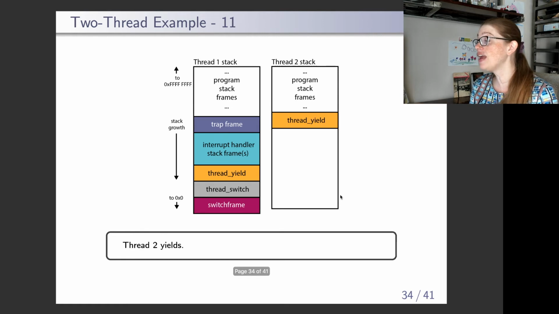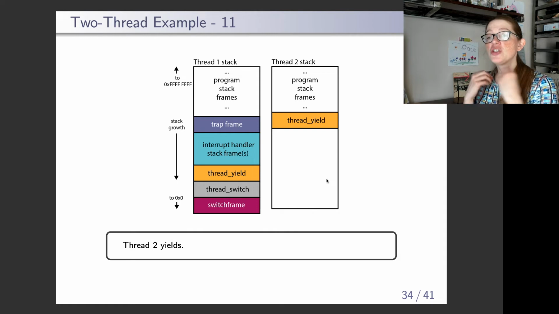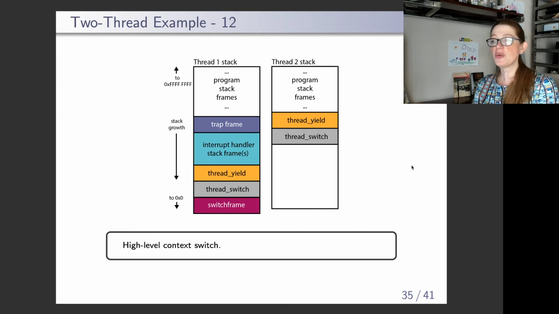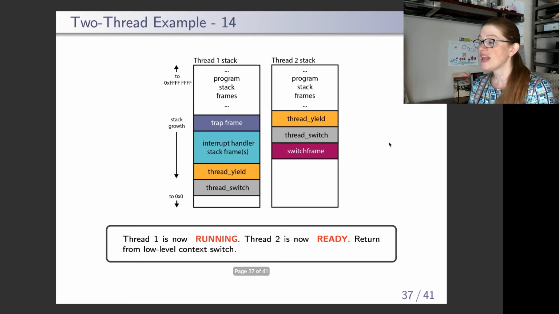And if we keep going and our friendly thread 2 now calls yield again, now you'll notice that in this context switch, because we are volunteering to yield, we don't have an interrupt. So we don't have a trap frame and we don't have an interrupt handler because we called yield. Thread yield calls switch, switch calls switch frame. And again, the switch frames are going to pop each other off. So now we go back to thread 2 running.